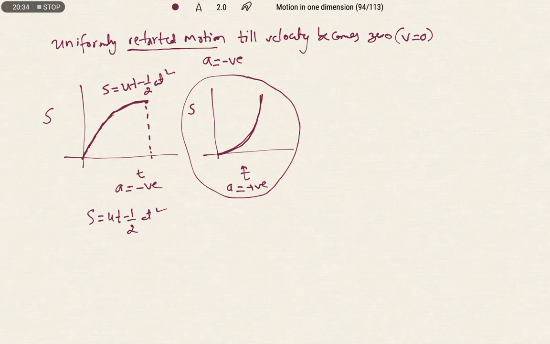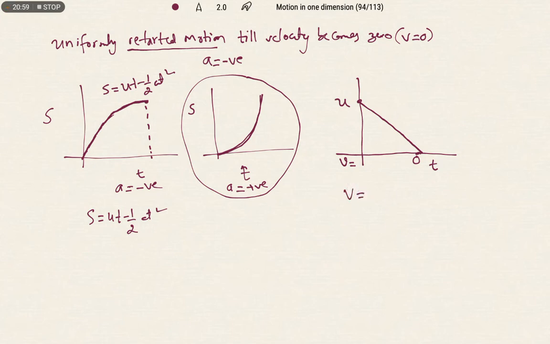Then what about the velocity time graph, sir? So the velocity time graph will be like this. It has some initial velocity, and its final velocity after some time is equal to 0. Here it touches the 0 point. So how to analyze this?